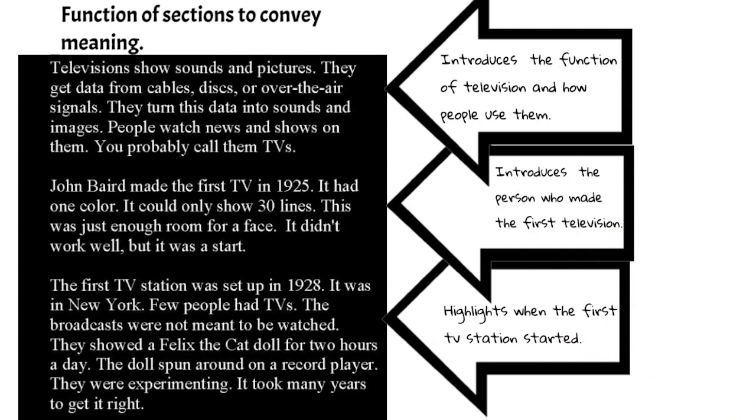Now let's look at the third text section. The third text section is the third paragraph. And if you look closely, you would notice that those details highlight when the first TV station started. So you see these paragraphs or text sections are working together to convey meaning and really to give us the history of the television, who was the first person to create the first TV, and also when was the first television station started up.